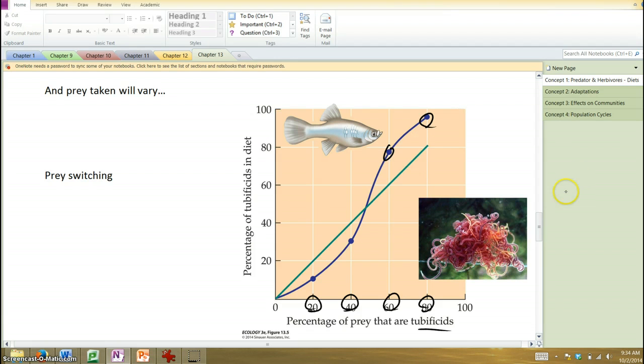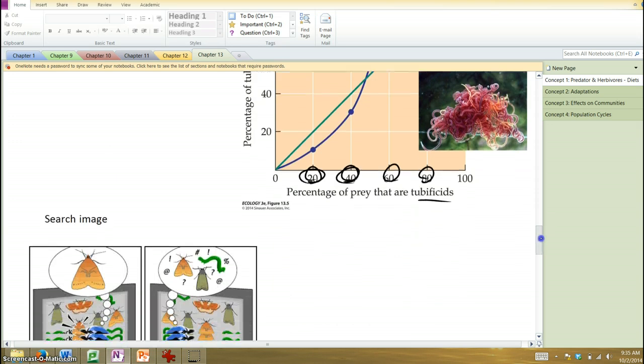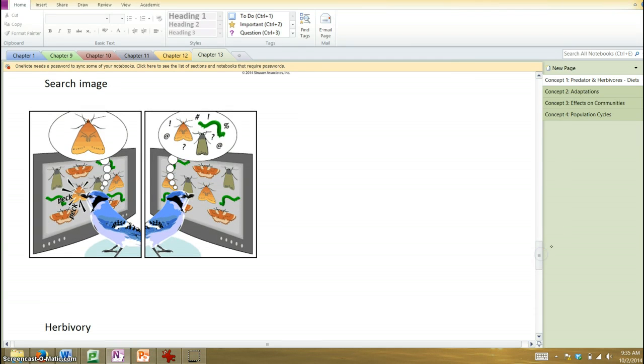Essentially, when the worm is at a lower population, you can imagine the fish will switch to something else and the worms aren't eaten nearly as often.